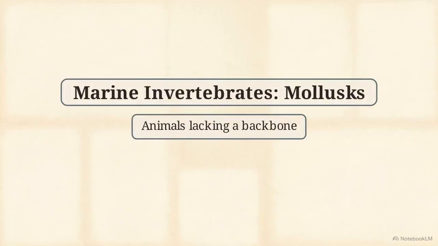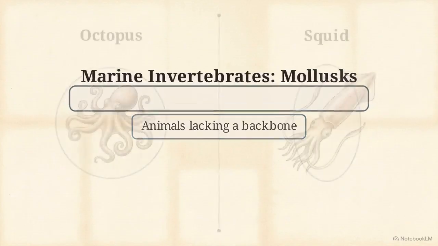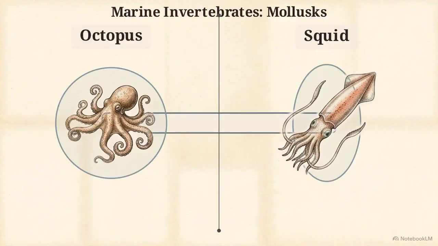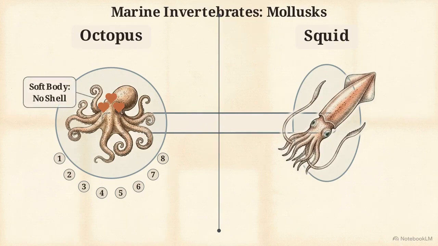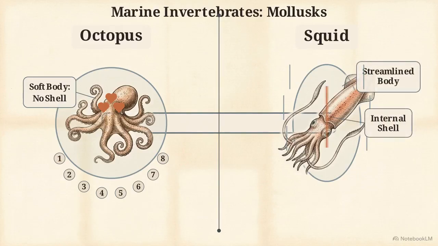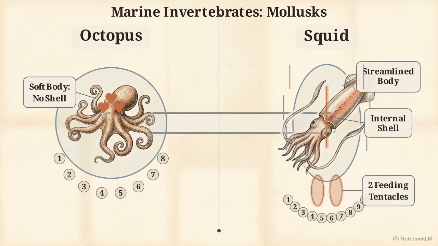Marine invertebrates are animals that lack a backbone. In the mollusk family, the syllabus contrasts the octopus and the squid. This infographic shows the difference. The octopus has exactly 8 arms and a soft body, while the squid has a streamlined body, an internal shell, and 10 arms, 2 of which are elongated feeding tentacles.